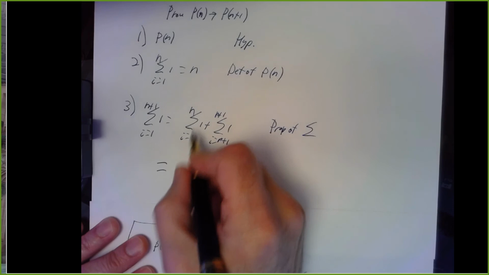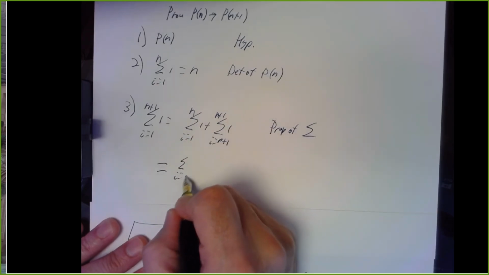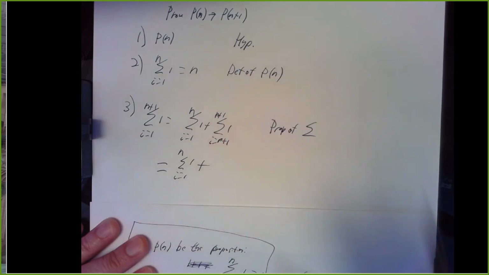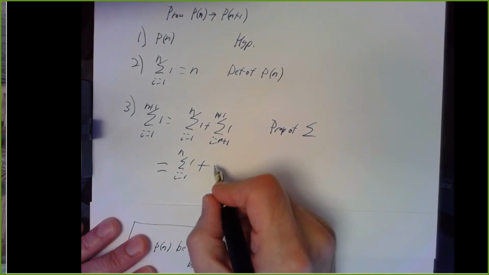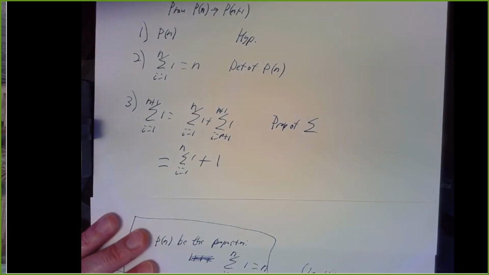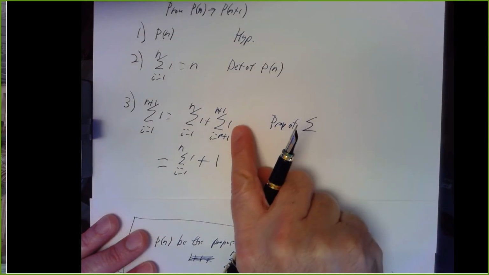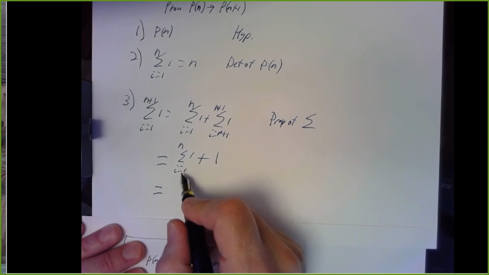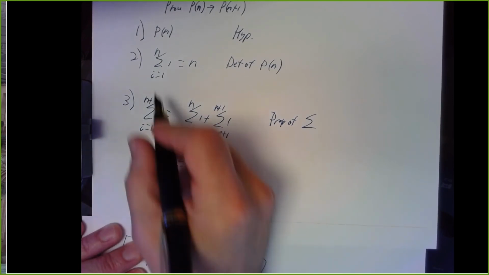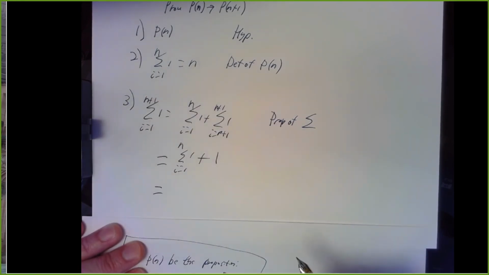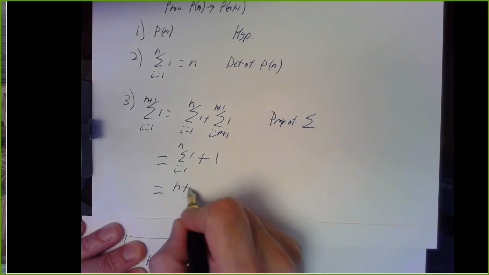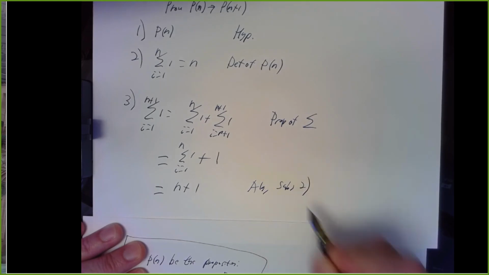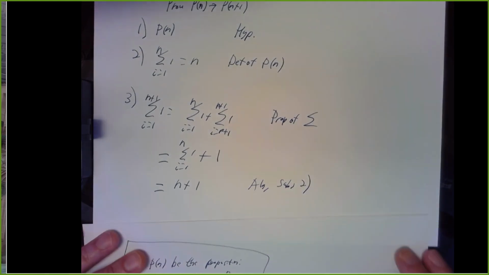And I'm going to write the sum from i equals 1 to n of 1 plus, well, what's the sum from i equals n plus 1 to n plus 1 of 1? That's just 1, right? Because this says add up 1, 1. And the sum from i equals 1 to n of 1 is equal to what? That's equal to n. That's algebra and substitution from step 2.